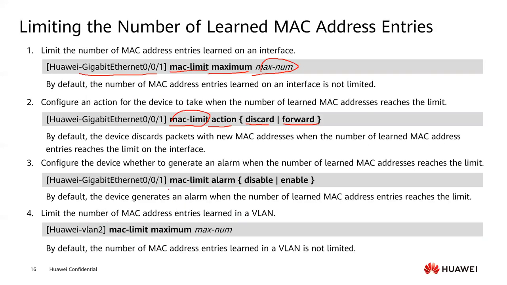And then there is the MAC limit alarm. By default, the device will generate an alarm when the number of learned MAC address entries reaches the limit. If the network administrator wants to see the alarm, and maybe judge whether something happened, you can use this command. And the next one is the MAC limit maximum. You can also run this command in the VLAN view.